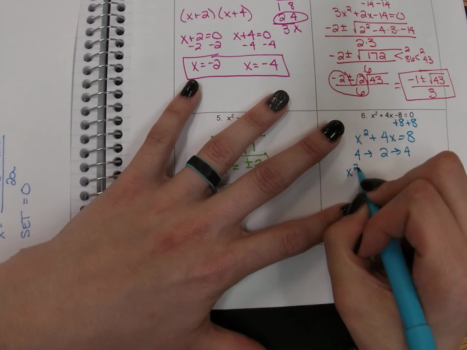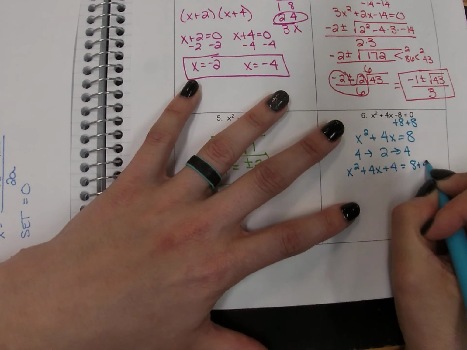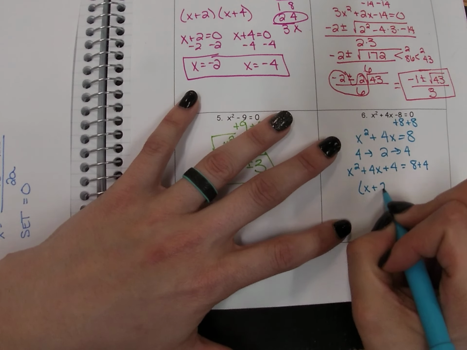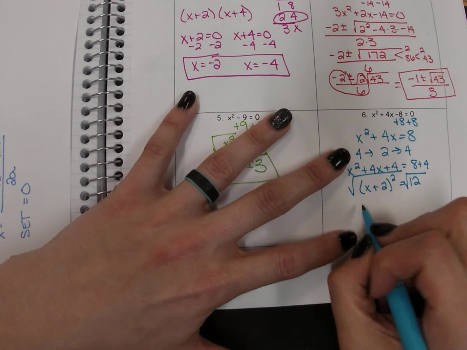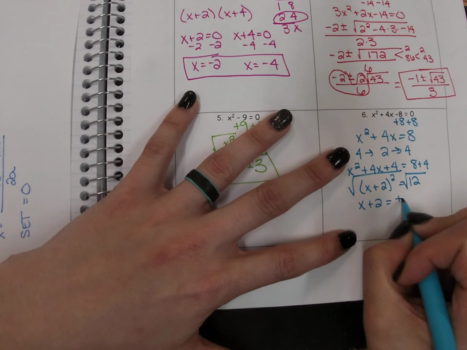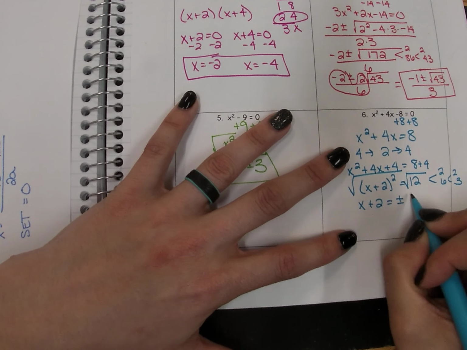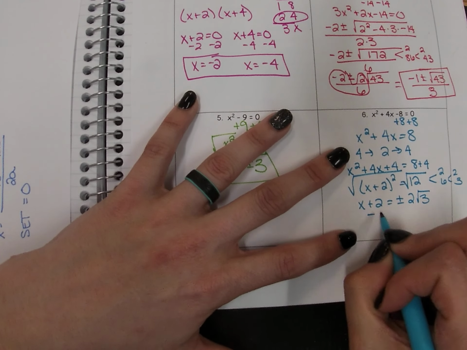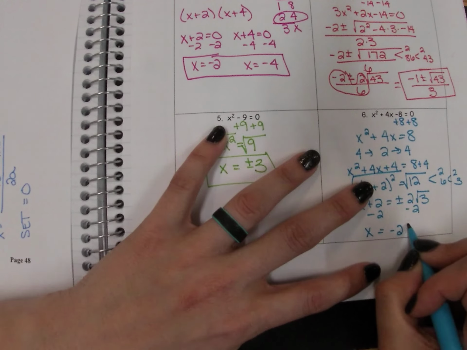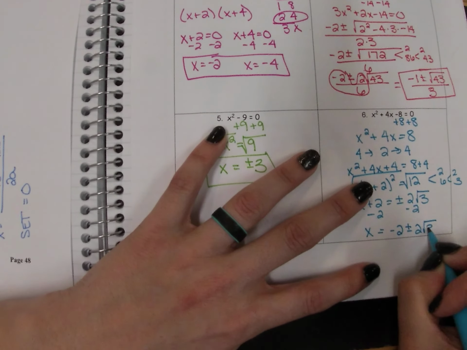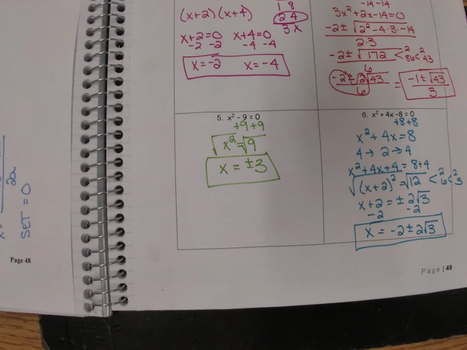So I'm going to add 4 to each side. Square root. So I'm going to simplify the square root of 12. I'm going to subtract that 2 over. And if you use the quadratic formula, as long as you reduced it completely, you should get the exact same answer as me, and you should have -2 plus or minus 2 square root 3.